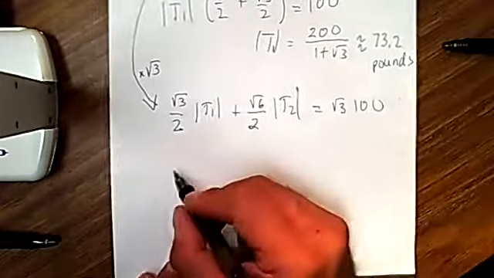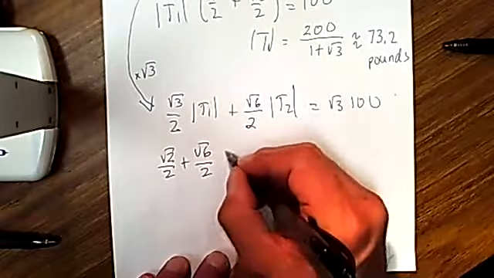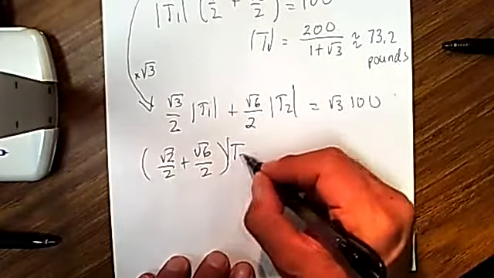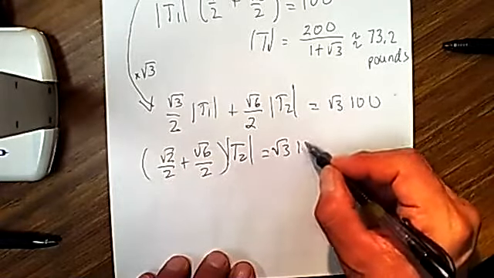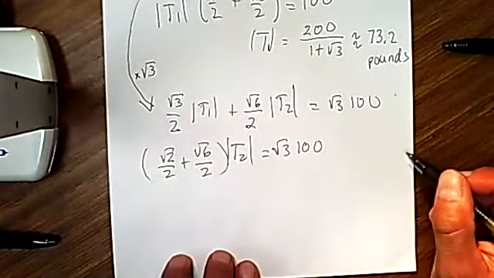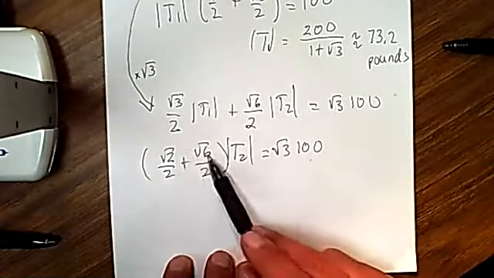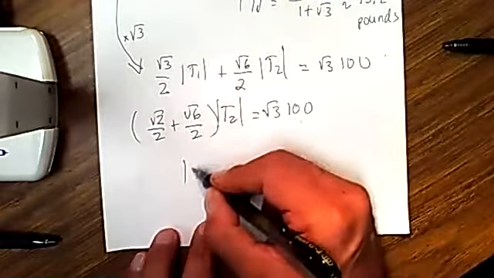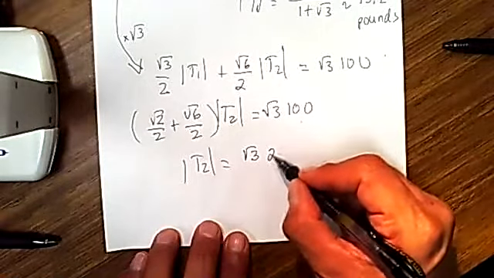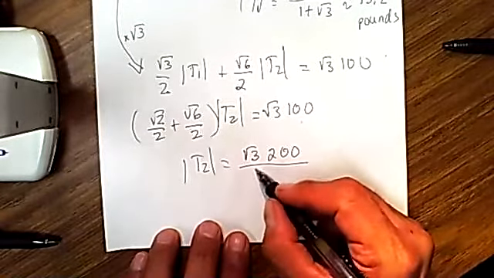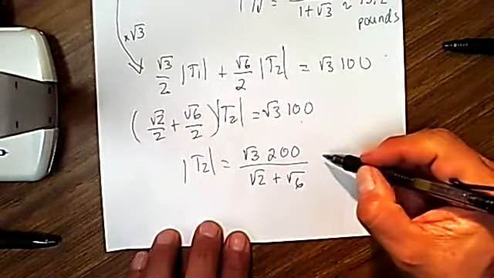So let's write that down. We have the square root of 2 over 2 plus square root of 6 over 2 multiplied by the magnitude of the second tension equals the square root of 3 times 100. And just as before, we can multiply by 2, getting 200, and divide by the square root of 2 plus the square root of 6. So the magnitude of the second tension will be square root of 3 times 200 divided by square root of 2 plus square root of 6 pounds.